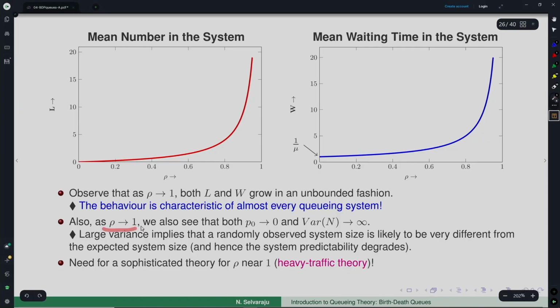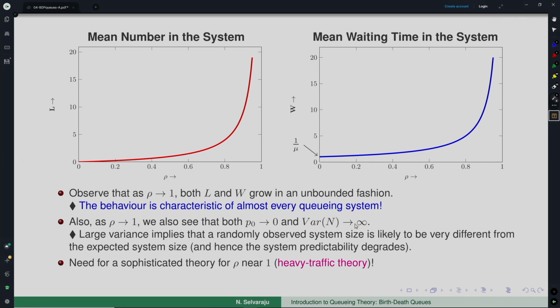Now, as rho tends to 1, we also see that P naught, which is 1 minus rho, tends to 0, which means you have a very low probability of the system being empty, and the variance of n is also exploding. What is the meaning of this? What does a large variance mean for the system?